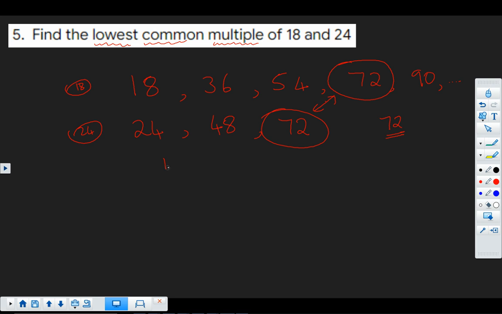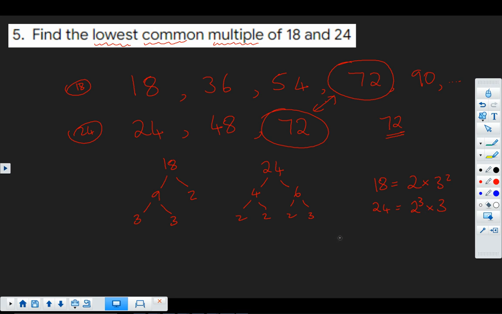Now I'm going to show you another way to do this, using our prime factor tree. So 18 is 2 times 9, 9 is 3 times 3. So 18 is 2 times 3 squared. I'm going to do this for 24 as well. Now 24 is 4 times 6. So that's 2 times 2, and this is 2 times 3. So 24 is 2 cubed times 3.